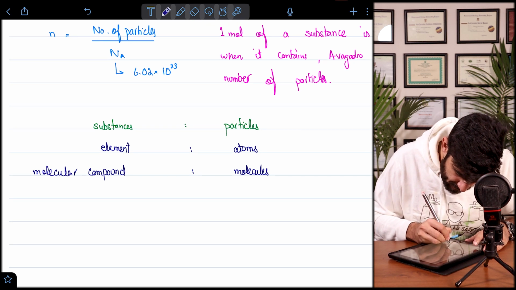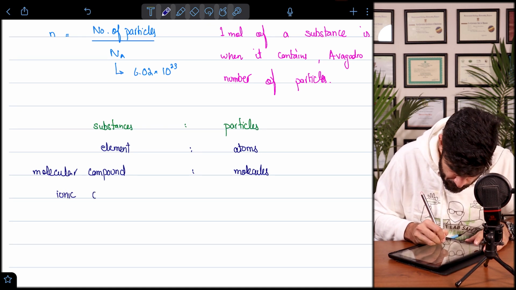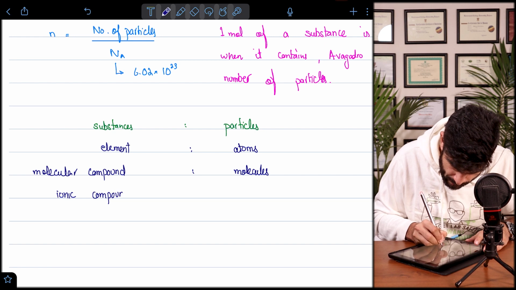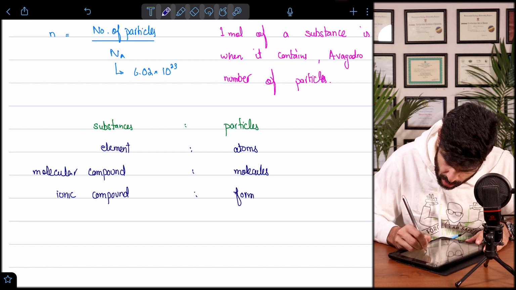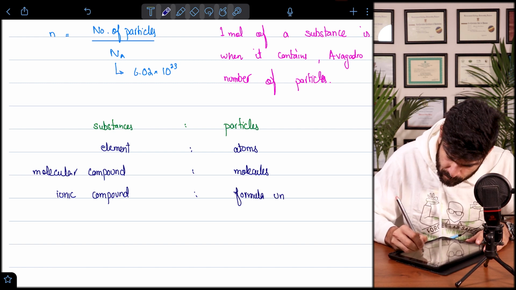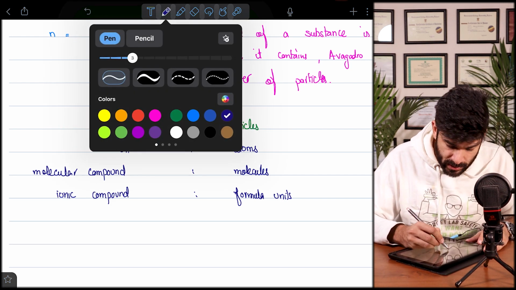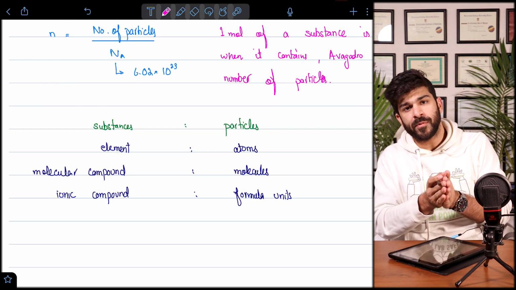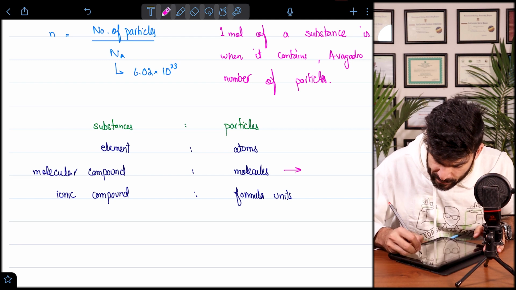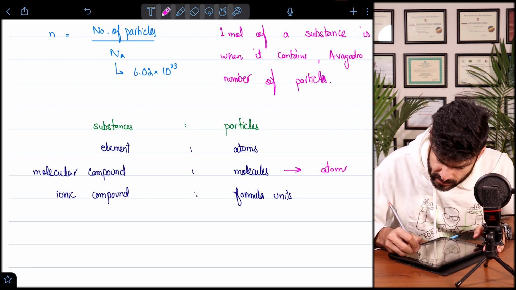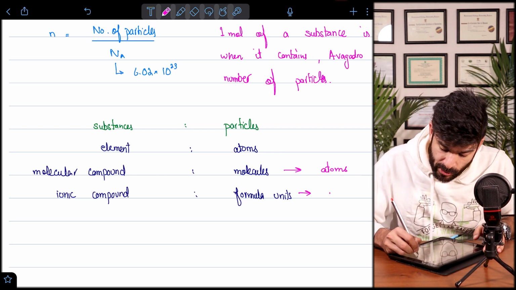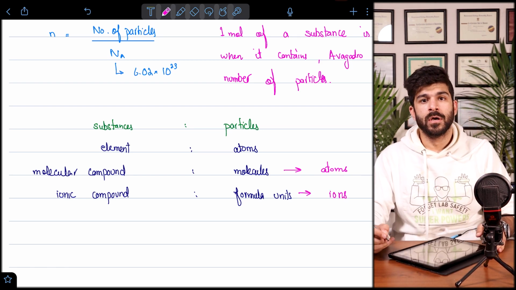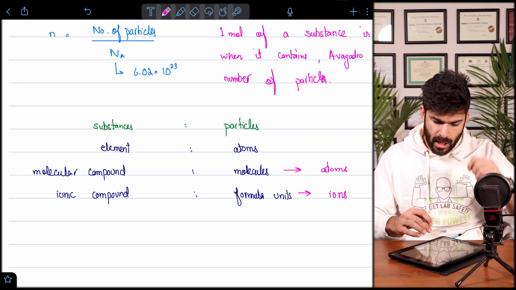And an ionic compound is made up of formula units. Note that, student, a compound is made up of molecules, and a molecule is further made up of atoms. Likewise, an ionic compound is made up of formula units, and formula units are further made up of ions. So these will be different calculations.